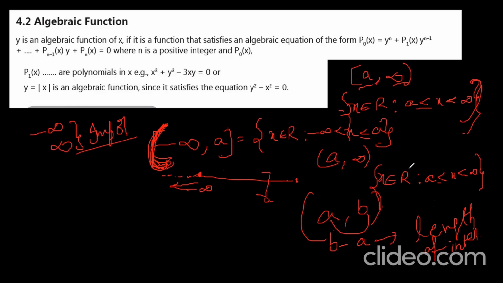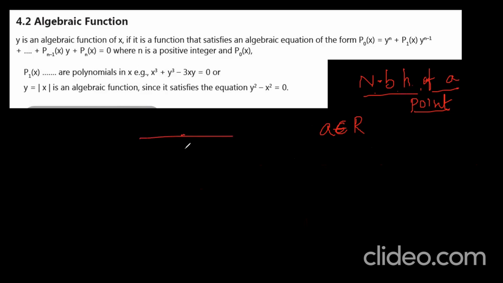So the set of all real numbers R is itself an interval, right? Okay. So how is it denoted? R is denoted with minus infinity, comma plus infinity. Any real number interval, you can represent like this. Got it? Very good.